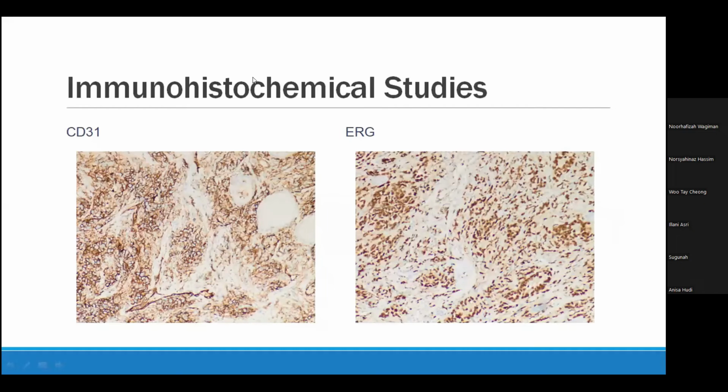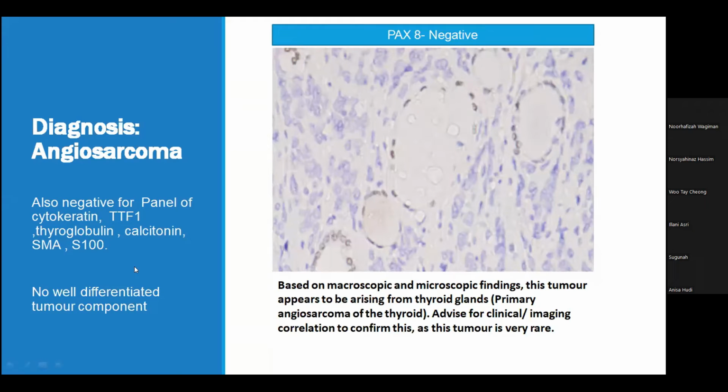So, immunohistochemical studies: it is CD31 positive. In fact, I said it twice because CD31 sometimes can be positive in macrophages, things like this. And then ERG was also positive. Okay, so the diagnosis: angiosarcoma. I did a panel of cytokeratin, TTF1, thyroglobulin, calcitonin, SMA, S100, and a few more markers, just to make sure it is not the outcome of a differentiation from anaplastic carcinoma, but I cannot prove any PAX8 positivity.